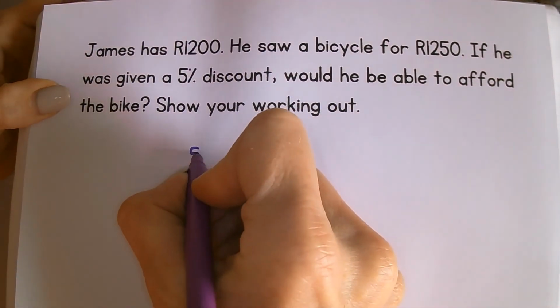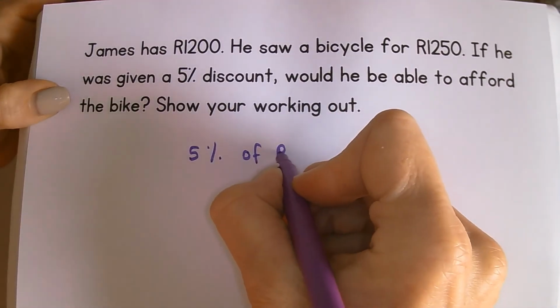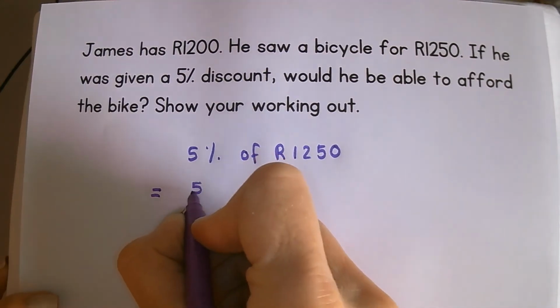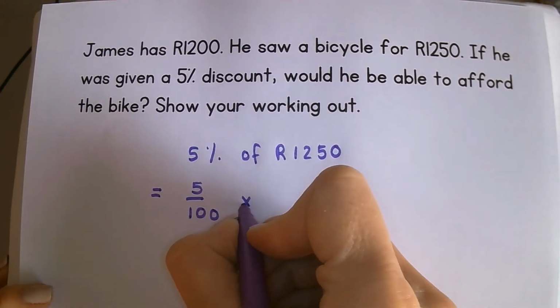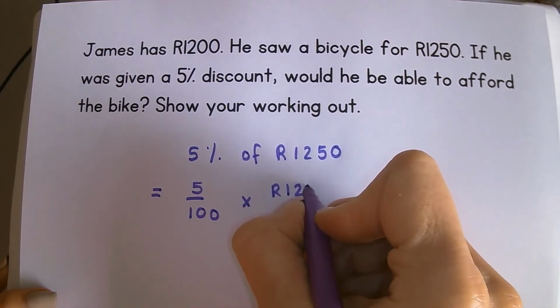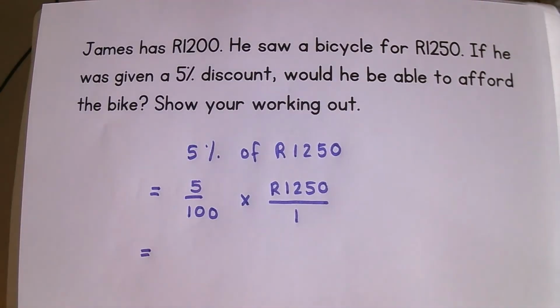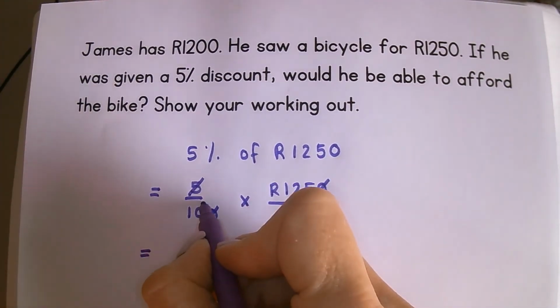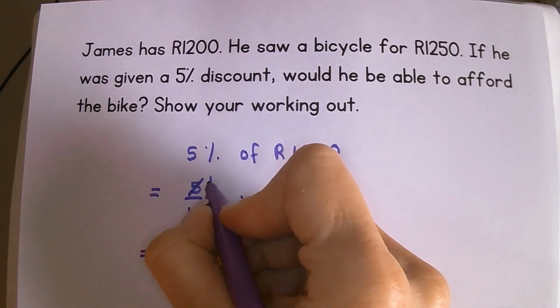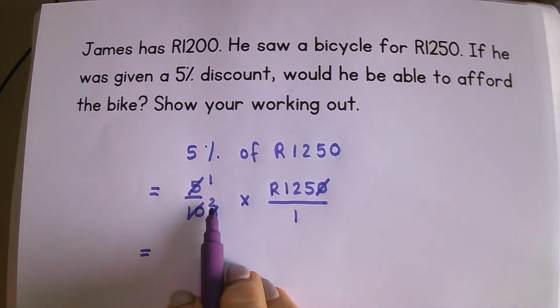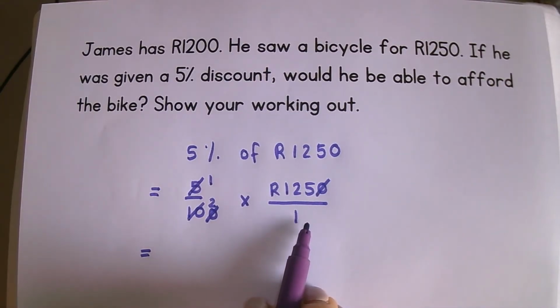Okay, so we're going to work out 5% of 1,250 Rand. Same as we always do, change it to a fraction, 5 over 100, times 1,250 Rand over 1. Okay, and now let's see what we can do. I'm just going to take a 0 off from a 0 because we can just do that. That's a bit easier. And you'll notice that I've got 5 and 10. Okay, 5 can go into 5 once, 5 can go into 10 twice. And now I'm left with 1 over 2 and 125 over 1.